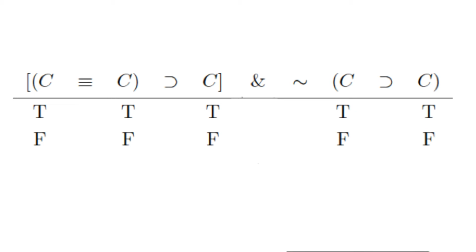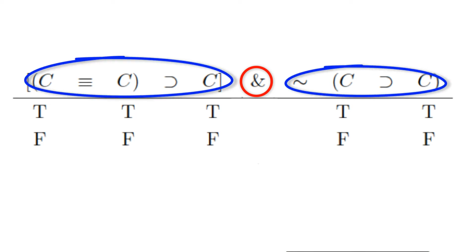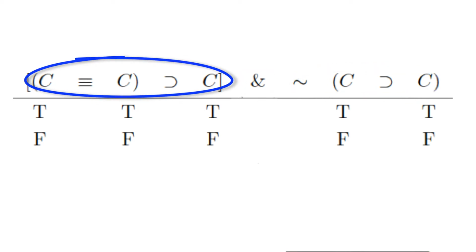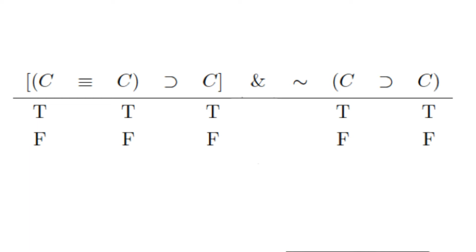Here, the order of operations matters. So we would need to start with the connective with the least scope and proceed to connectives with successively larger scopes and end with the main connective. The main connective is the ampersand, whose 2 conjuncts include the substatements within parentheses and, in the case of the conjunct on the left, also brackets. The conjunct on the left is read as follows: if C, if and only if C, then C. The conjunct on the right is read, it is not the case that if C, then C.